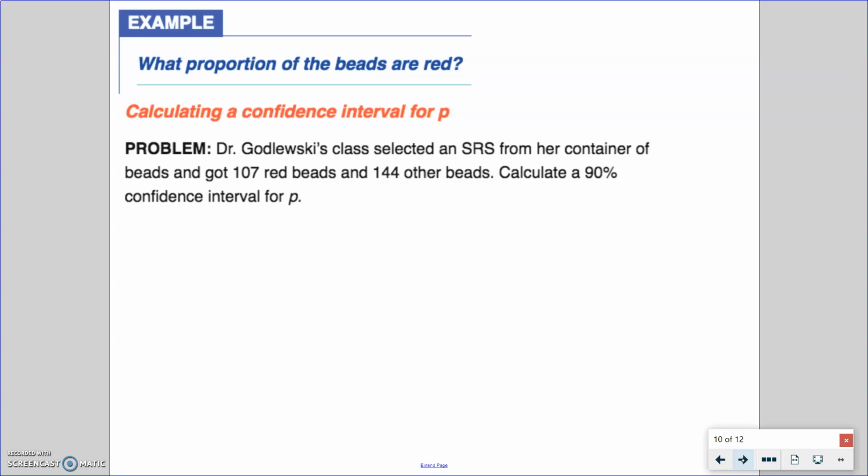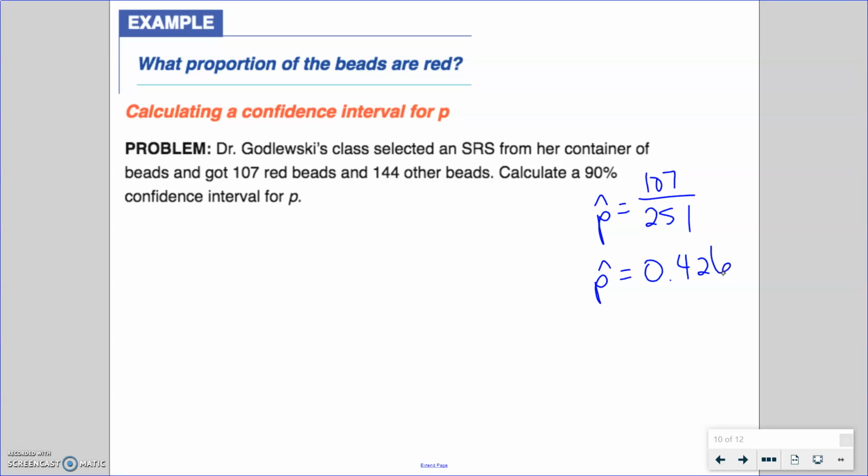Godlewski's class selected a simple random sample from her container of beads and got 107 red beads and 144 other beads. Okay, so we're looking for the true proportion of red beads. In this case, their p hat is 107 out of 107 plus 144, so out of 251 beads. It's the same p hat that we were talking about earlier in the video, so it's a p hat of 0.426. Here's what that means: if I had to estimate the true proportion of red beads, 0.426 is my guess.